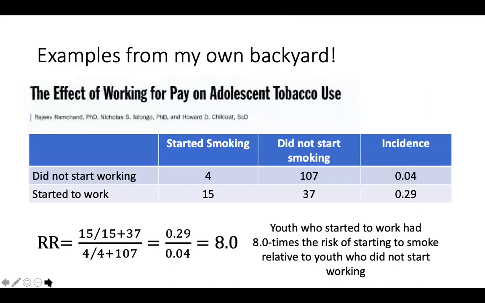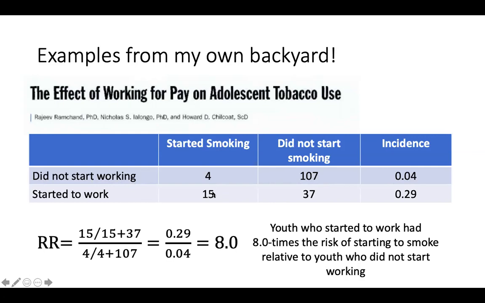Another example from my backyard, this was actually part of my dissertation, which I did at Johns Hopkins with my colleagues Nick Ialongo and Howard Chilcote, my advisors actually. What we looked at were kids between the 10th and 11th grade who started to work for pay during high school versus those who didn't start to work for pay. And we looked at the relationship with starting to smoke. Among those who did not start working, 4 started smoking in that time interval out of this group of 111. And so the incidence was 0.04.